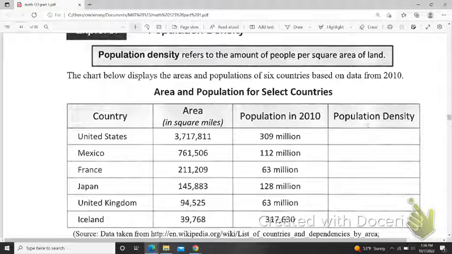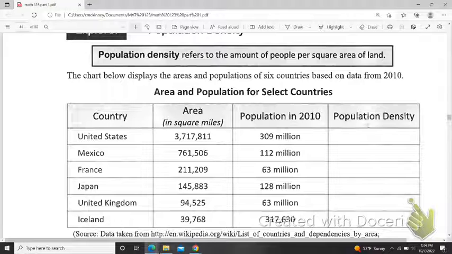All right, on our next page, we're going to look at population density. Population density refers to the number of people per square area of land. In this case, the area is going to be in square miles. Sometimes you might see that as square kilometers, but per square mile in this case.